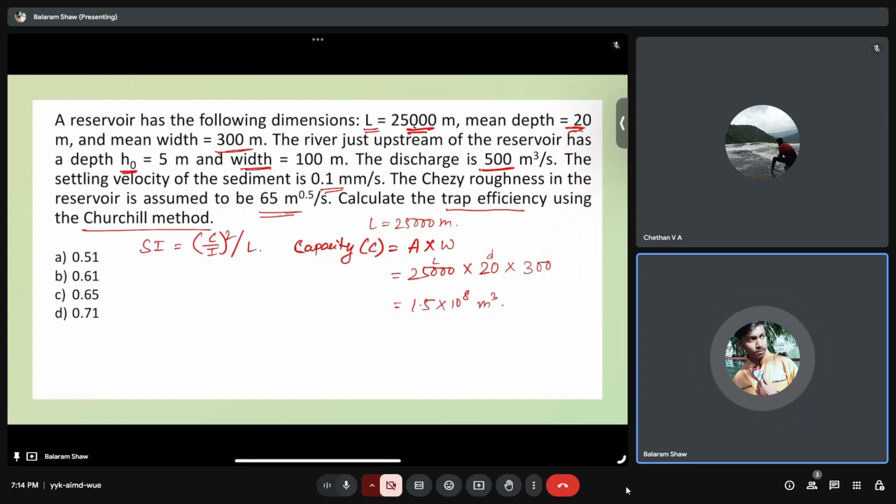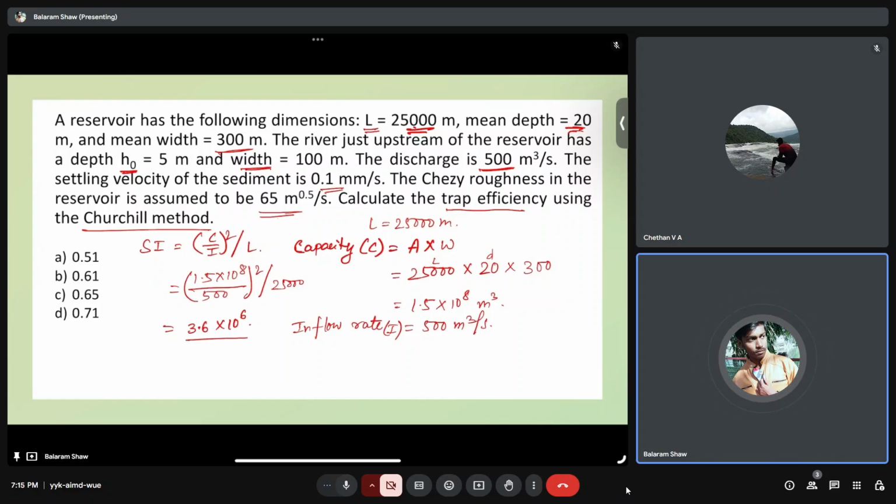Now C we have, and I is how much? The average inflow rate is, I is given as 500 meter cube per second, correct? So just put this here. C is 1.5 into 10 to the power 8 divided by 500 whole square divided by L is 25,000, right? Just calculate this. Okay, I am getting somewhere near 3.6 into 10 to the power 6. Hope you guys are getting the same answer.